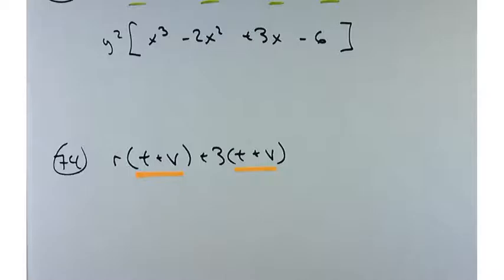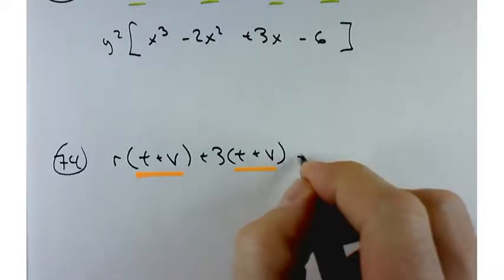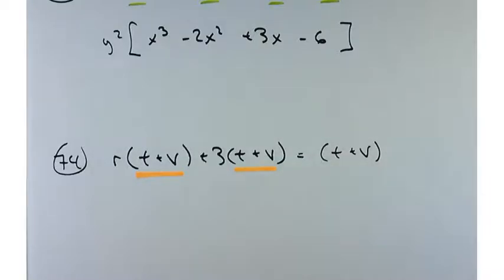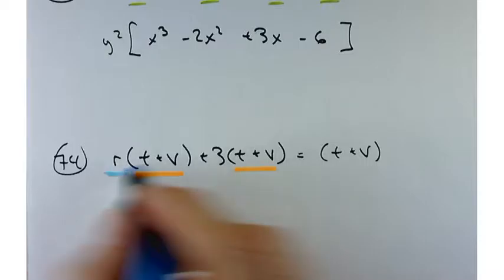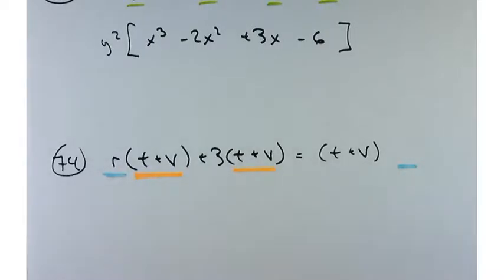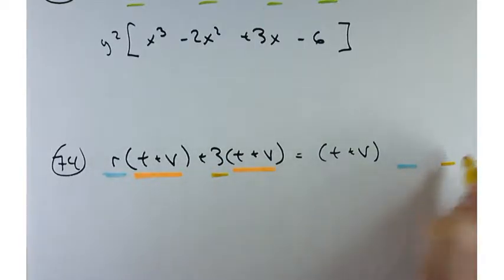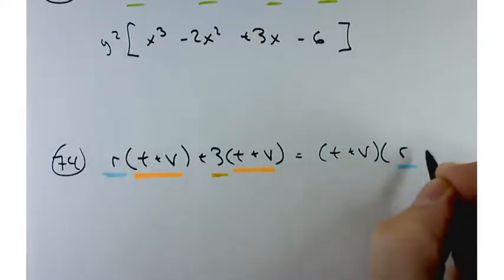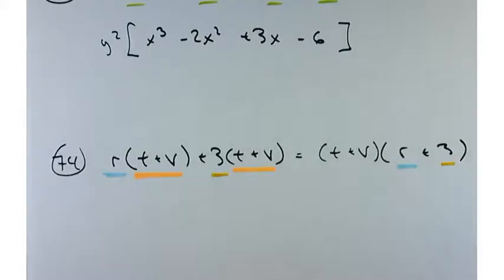I'm going to factor that out as my GCF. T plus v. Now what's that leave behind? Well, it leaves behind an r and a 3. So it's going to be t plus v times r plus 3. And yay, you've completely factored it.